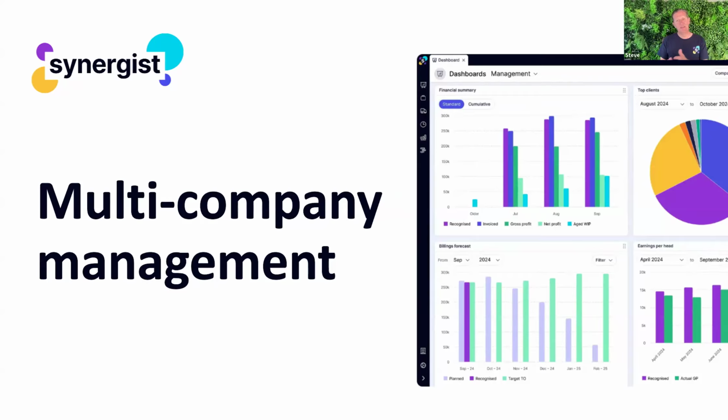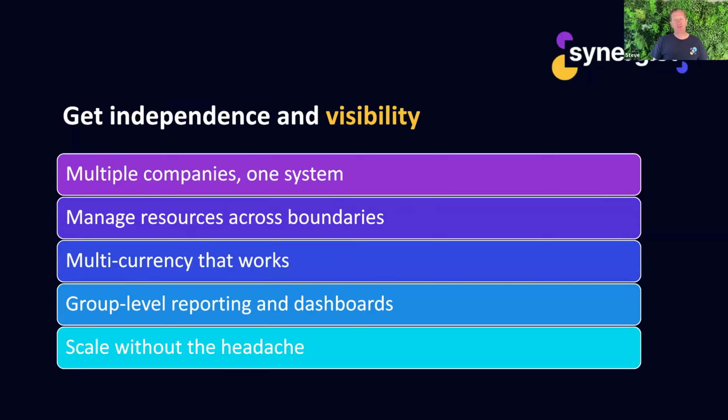Also, many organizations end up making a compromise. They either centralize everything and lose flexibility for the individual businesses, or they allow every company to operate independently and then they lose visibility across the group. So the result is often disconnected systems, duplicated effort, manual reporting, and a much slower decision-making process. So today's session is about showing you how you don't have to choose between autonomy and visibility.